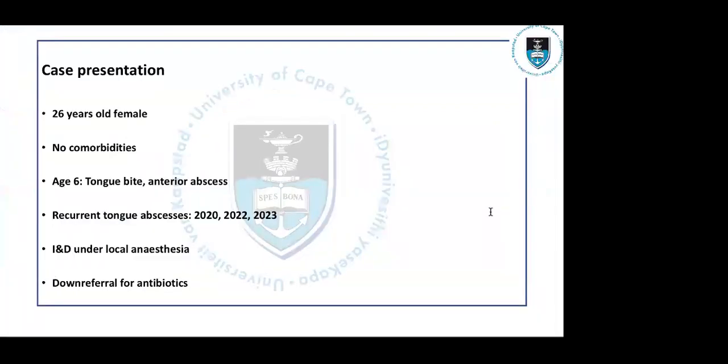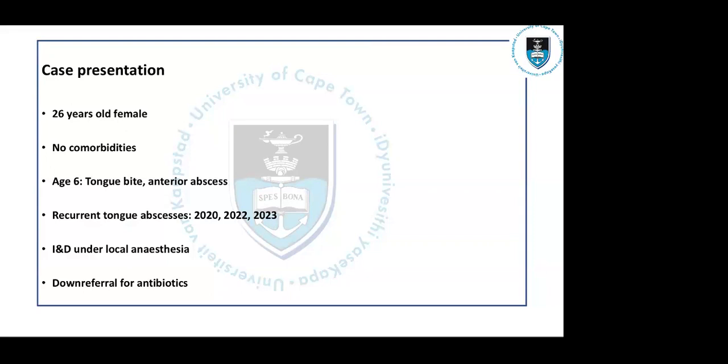So my case is of a 26-year-old female who is originally from Zimbabwe, and she had no comorbidities. She reports that at the age of 6, she fell and bit her tongue, after which she had an anterior tongue abscess, which was successfully treated with antibiotics in Zimbabwe. Then in 2020 and in 2022, she had recurrent abscesses on the same area. On both occasions, she was successfully treated with antibiotics. That was also in Zimbabwe.